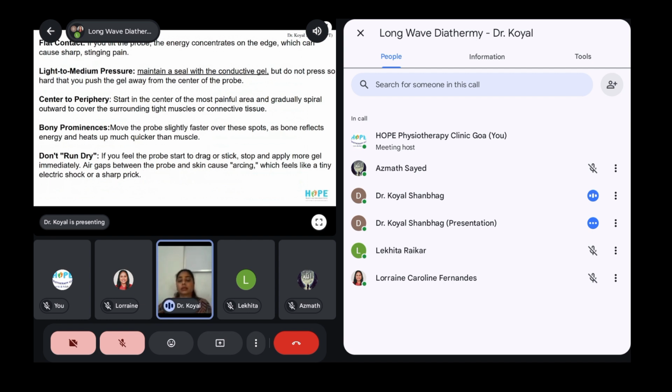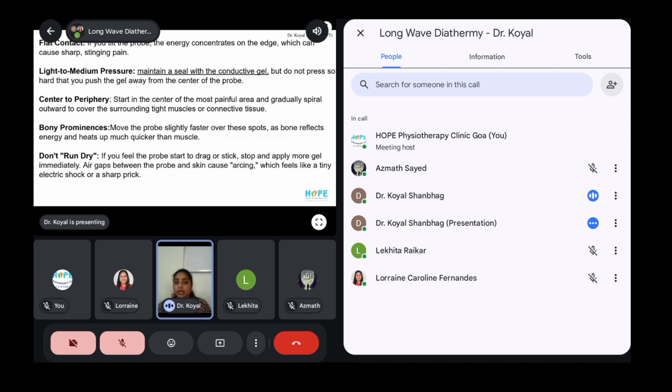We should ensure that there is flat contact and no tilting of the probe, because then the energy concentration will be on the area which is in contact. This can cause a sharp, stinging pain.